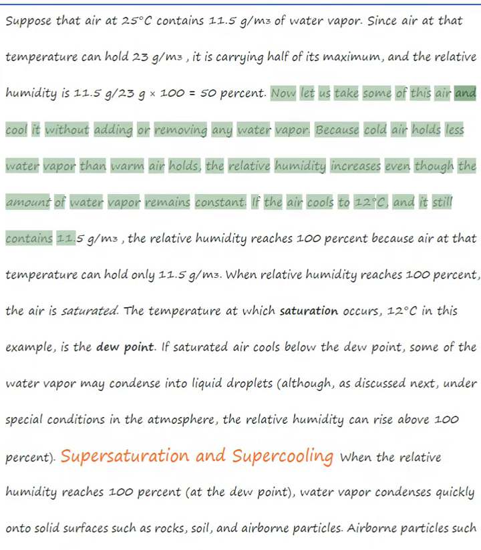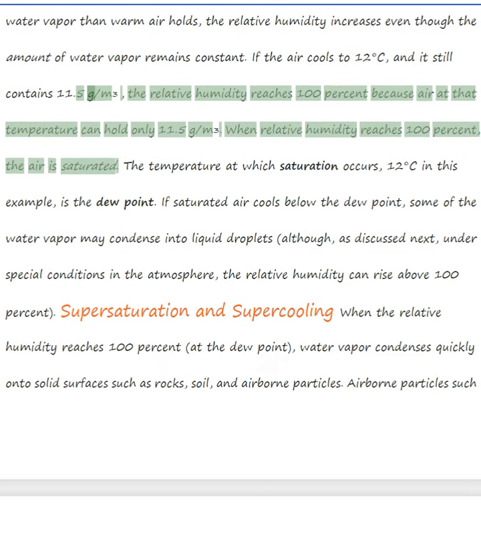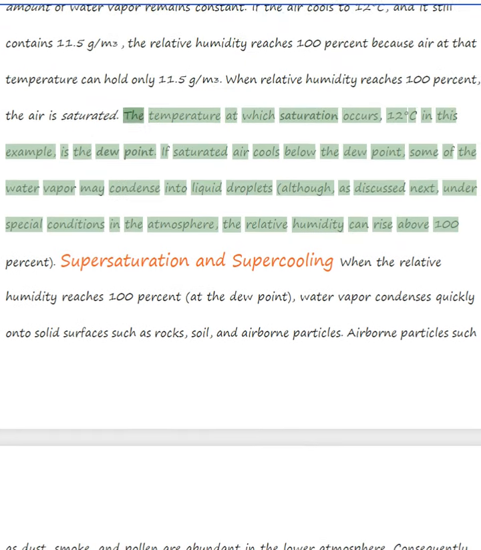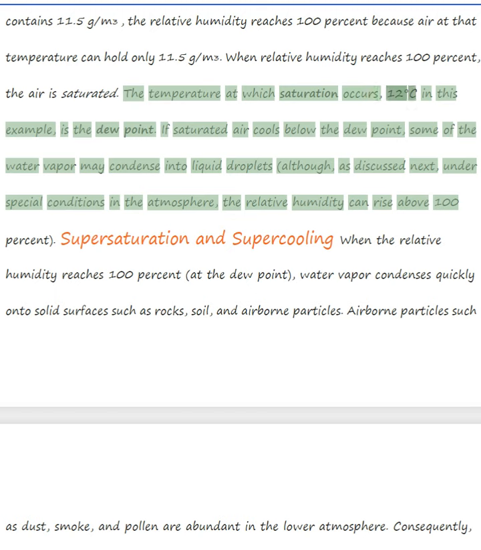Now let us take some of this air and cool it without adding or removing any water vapor. Because cold air holds less water vapor than warm air holds, the relative humidity increases even though the amount of water vapor remains constant. If the air cools to 12 degrees Celsius, and it still contains 11.5 g, the relative humidity reaches 100% because air at that temperature can hold only 11.5 g. When relative humidity reaches 100%, the air is saturated. The temperature at which saturation occurs, 12 degrees Celsius in this example, is the dew point.